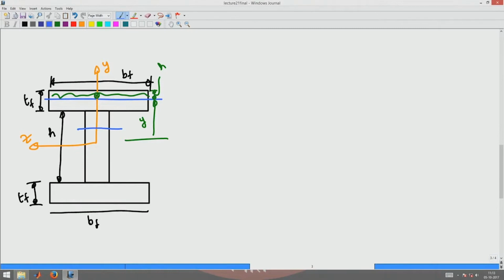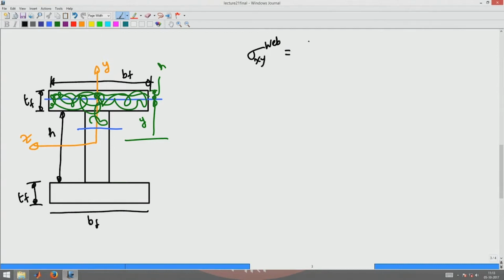So, now the area that I have to consider is this entire area. This entire area I have to now consider for my computation of the A s and the center of the area, y s. Okay. Now, let us find what is the expression for sigma xy of the web region.